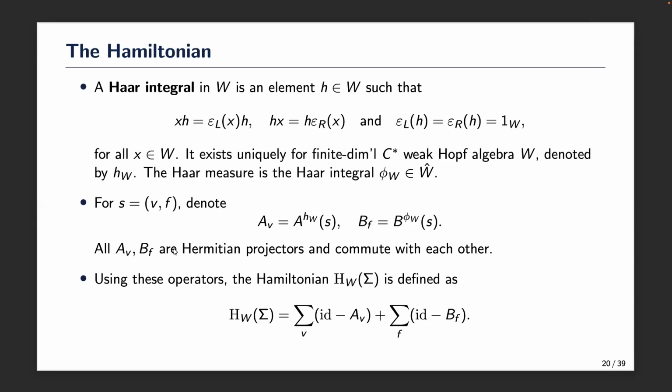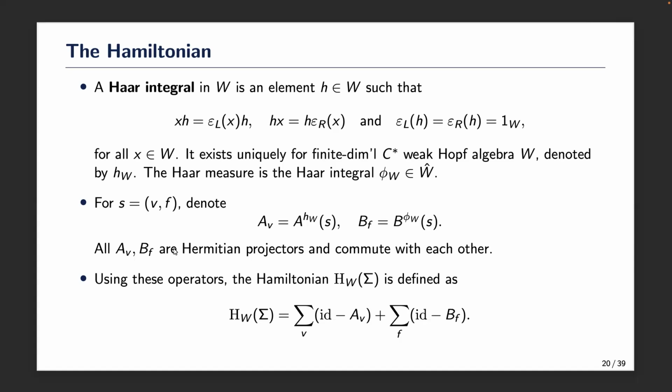And again, because of the nice properties of the Haar integral, these operators are Hermitian projectors and commute with each other. So using these operators, we can form the Hamiltonian as the following, where we sum over all the vertices and over all the faces in the lattice.